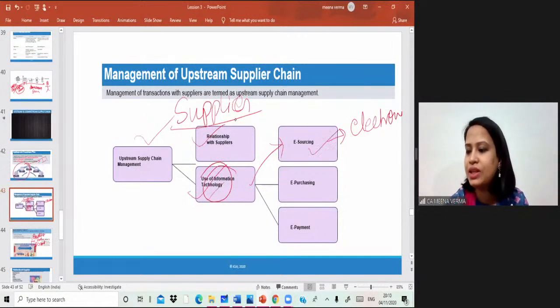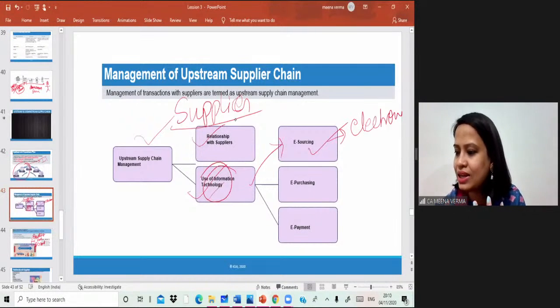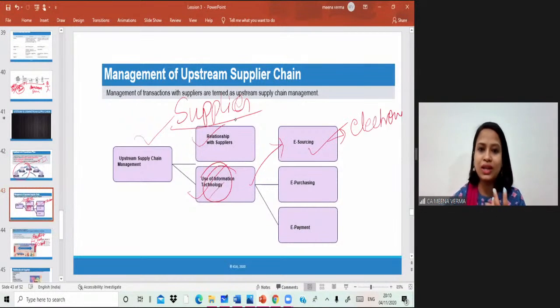So this is what happens in e-sourcing: you select the supplier online. Then e-purchasing means buying the product online, and then e-payment means paying the money online.